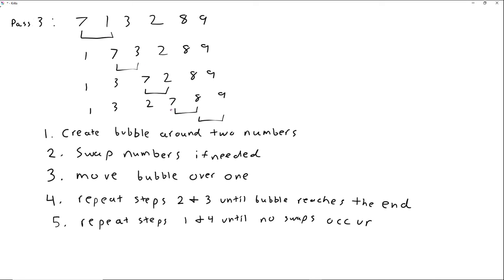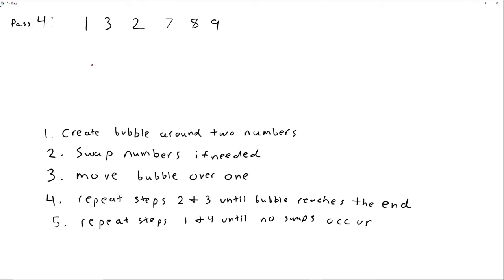As you might be able to tell, the more passes we go through, the quicker and quicker each pass becomes, because we've slowly taken the highest number and shoved it towards the end, the next highest number and shoved it towards the end, the next highest number and shoved it towards the end. So the unsorted array at this point is now only 3 numbers.